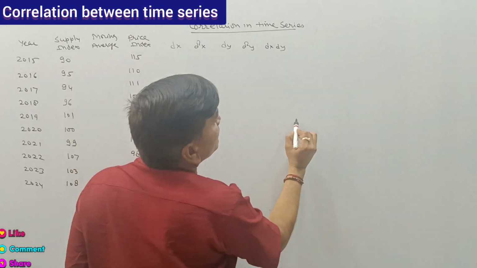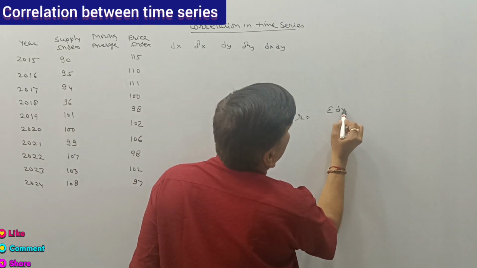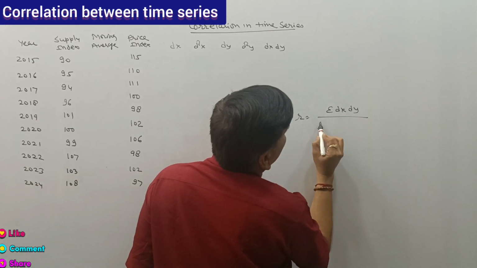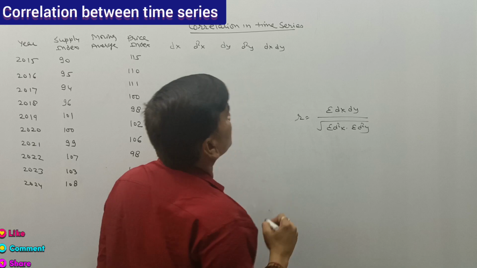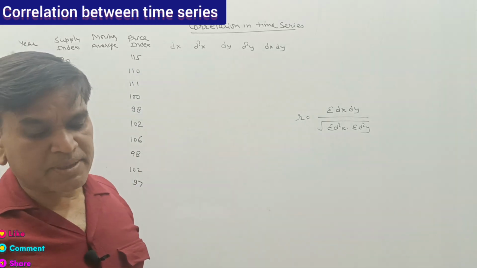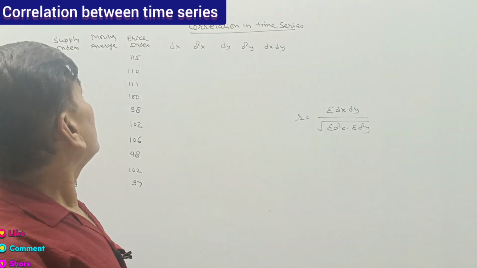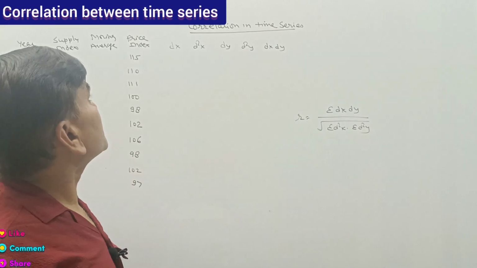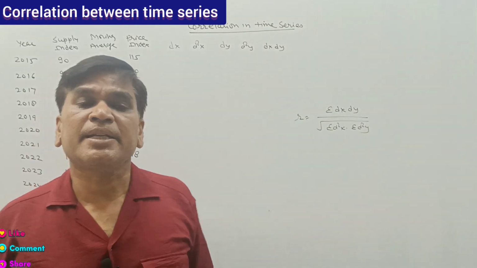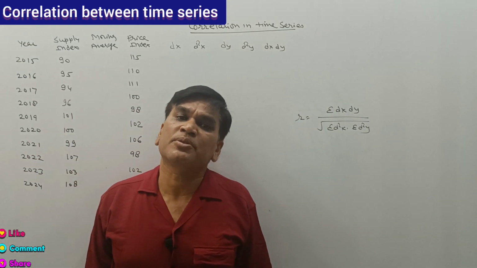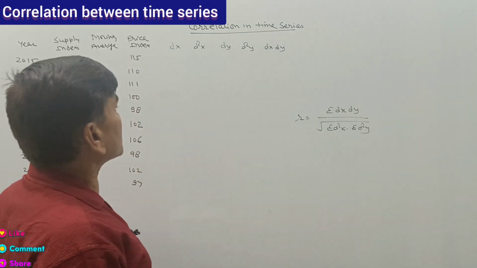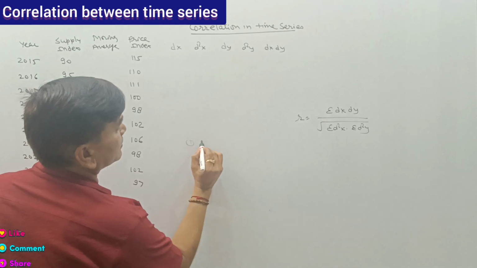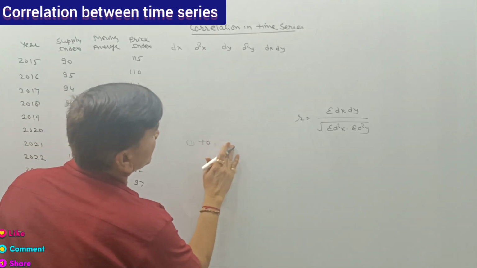So the formula will be the same: r is equal to sigma dx dy divided by the square root of sigma d square x multiplied by sigma d square y. So very first, what we have to do for getting correlation in time series is get the 5-year moving average or 3-year moving average. So the first step is to calculate the moving average.